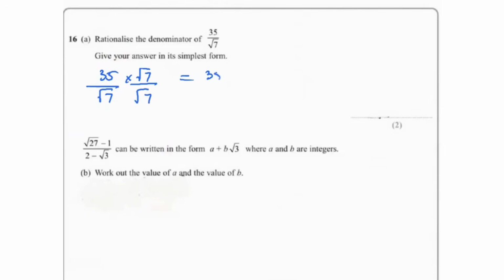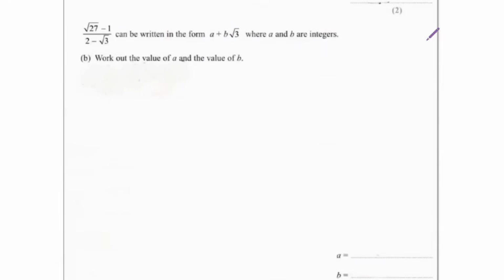So this way, when we multiply the surd by itself, we're basically squaring it. And the square cancels out the root. So we have 35 root 7 divided by 7. 35 divided by 7 is 5. So 5 root 7 is your rationalized answer. In rationalization, we're trying to get rid of the surd from the denominator. Now, as you can see, there is no surd in the denominator. It's only in the numerator. So we have rationalized it.